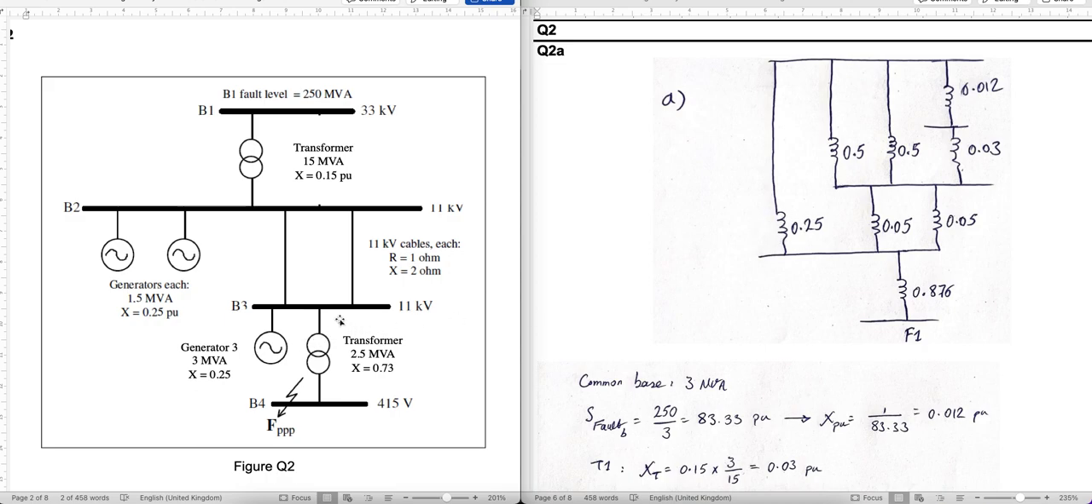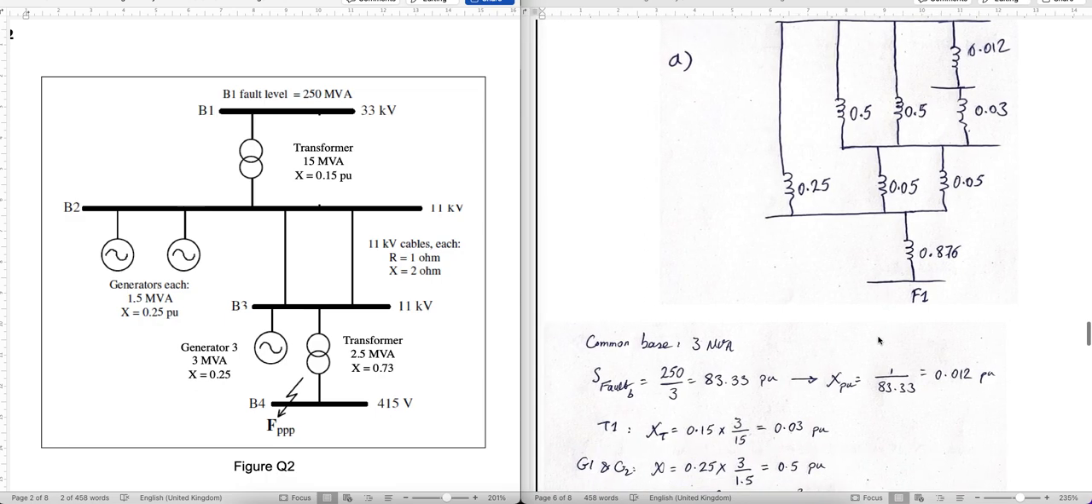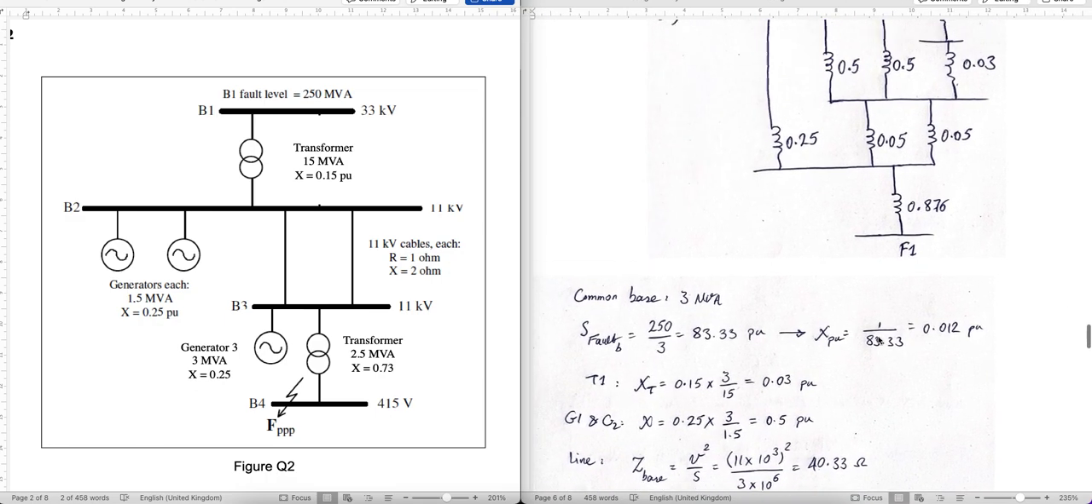And finally, you have this transformer, which connects B3 to B4. And that is here, 0.876. This is the last transformer. And this is B4, where I have my fault. The fault is there. So let's see how we got these values. Common base is 3 MVA.